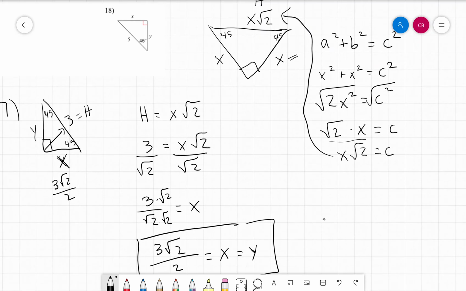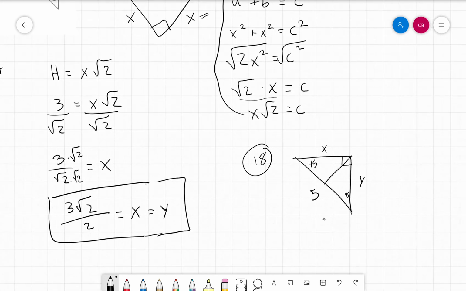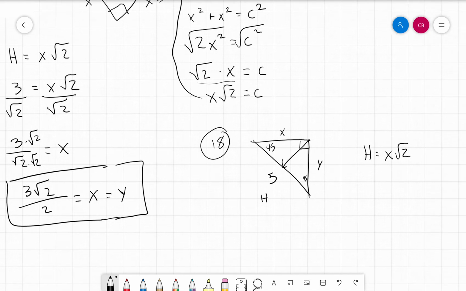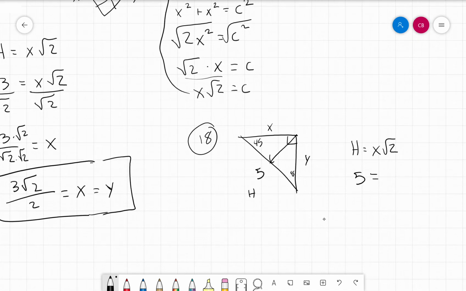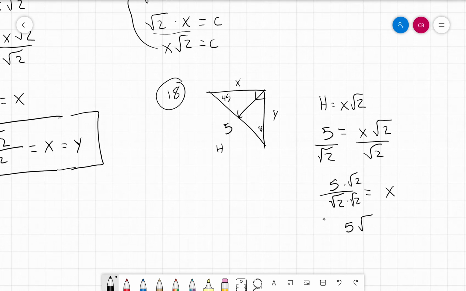Okay, and then for the last one, we have 18, x, y, 45, 45, 90, and this is 5. This is the hypotenuse. We identified that, so h equals x square root 2. We know h is 5. 5 is equal to x square root 2, divided by square root 2. 5 over square root 2 is equal to x, times the square root of 2 over the square root of 2. 5 square root 2 over 2 is equal to x is equal to y.